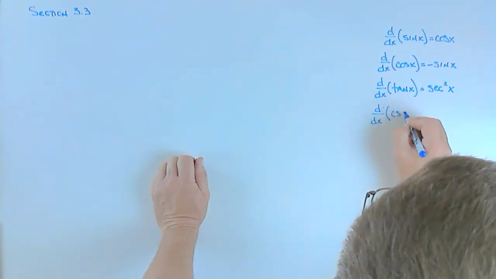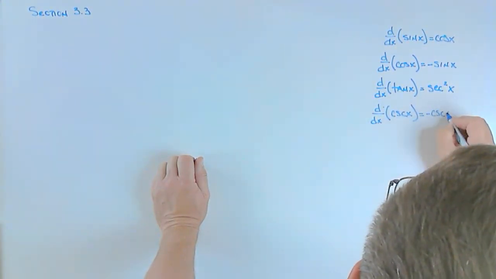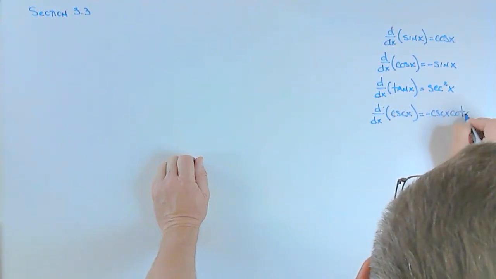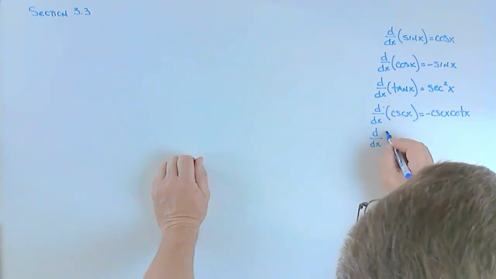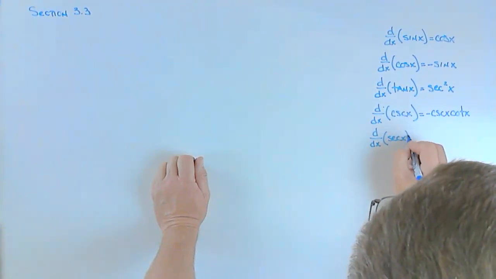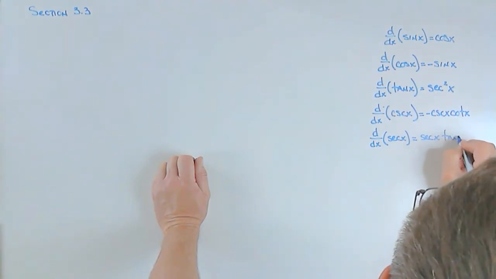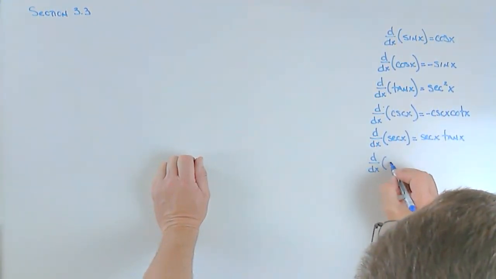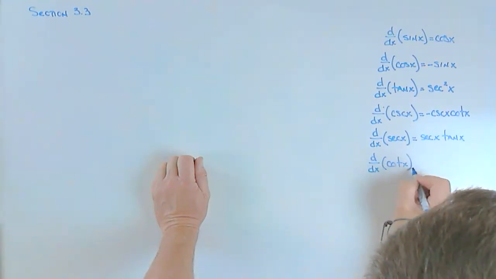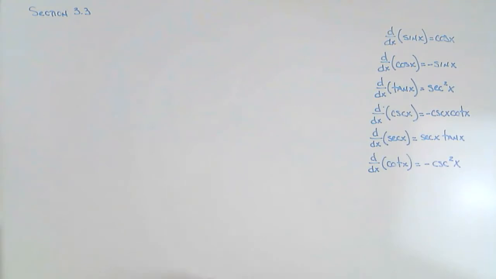We were taught the derivative of cosecant x is negative cosecant x cotangent x. We were taught the derivative of secant x is secant x tangent x. And finally, we were taught that the derivative of cotangent x is negative cosecant squared x. These were the new ideas presented in section 3.3.